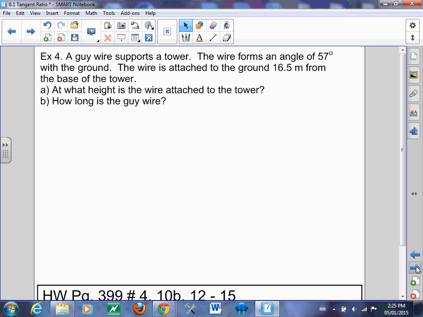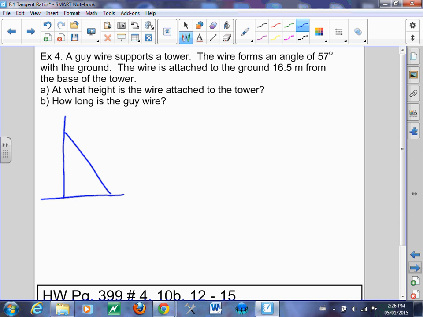So we've got two questions here. First thing I'm going to do is draw my diagram. Here's my tower, and it says that I have a wire, so I'll put my wire right here. It didn't say it was at the top, but it doesn't matter. It has a 57-degree angle from the ground. We assume the tower is always 90 degrees. And it said that it's 16.5 meters from the base.